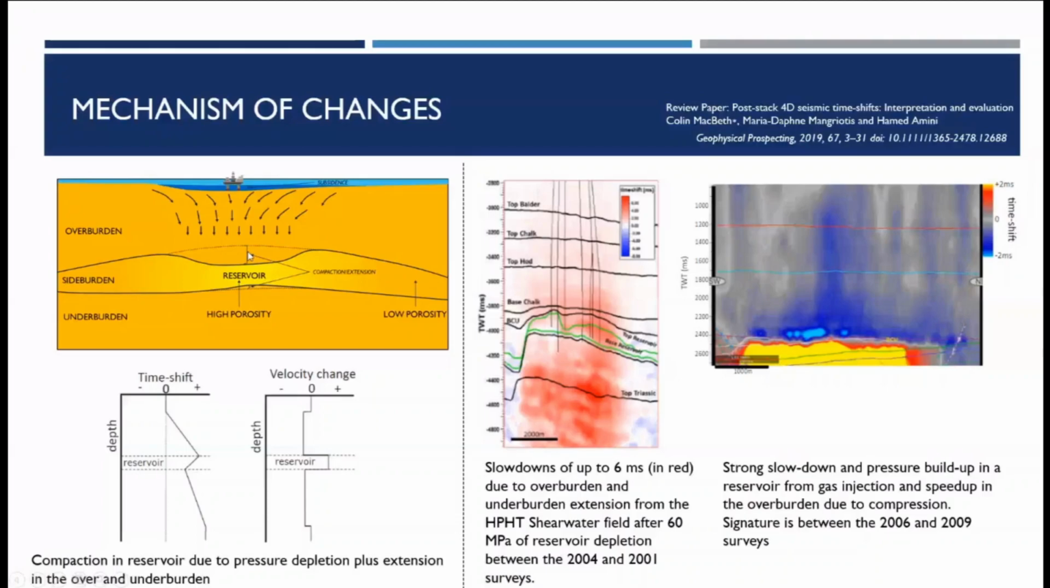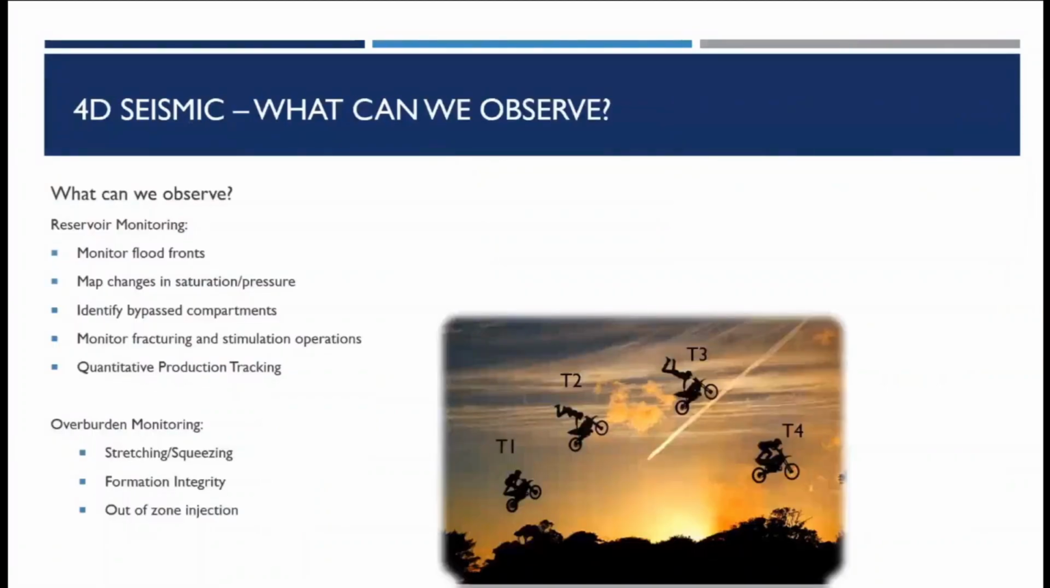Then we move on to what can we observe on 4D seismic and the value propositions of it. When it comes to the reservoir monitoring part, what do we try to observe? We try to observe the fluid fronts, how they are moving, whether it's gas movement or water movement, because that has absolute importance for us in how we produce the field and what is going to be our strategy in terms of how we produce the field over time.